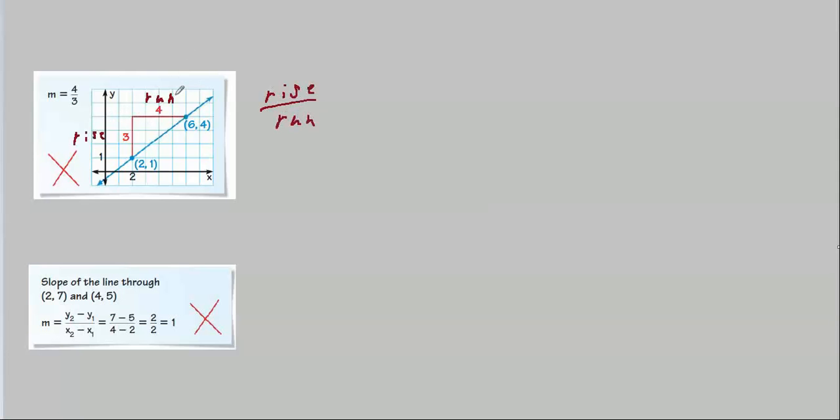What did he write? Well, he wrote run over rise. You can't do that. You can't run around reversing these two. You're well aware of the difference between 4/3, which you get over here, and 3/4, which you get when you do it right. Those are not the same thing.